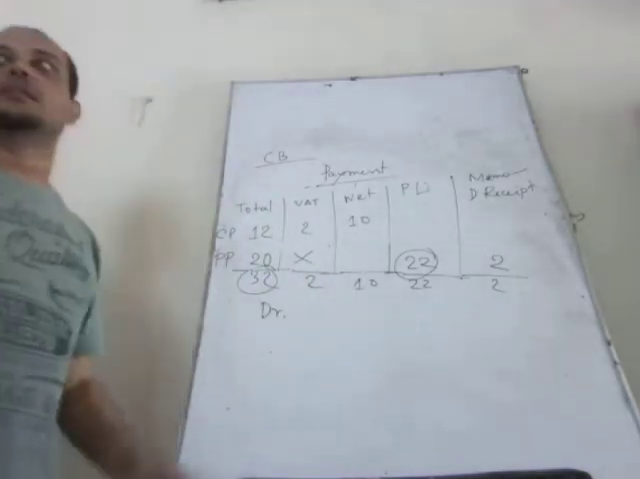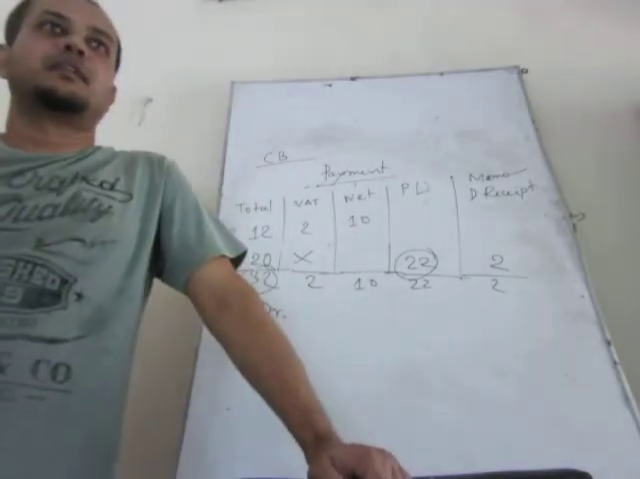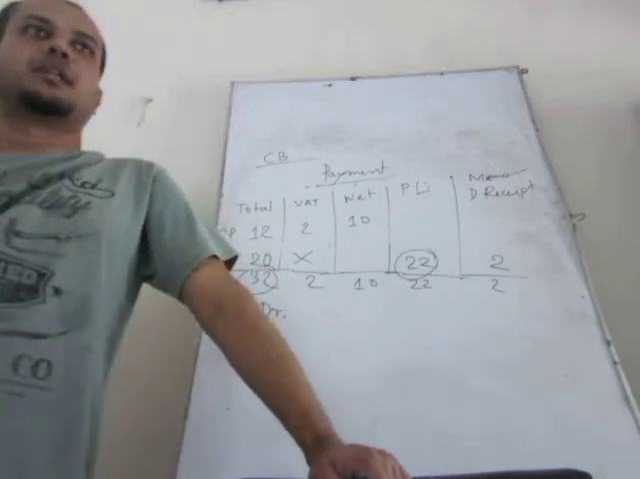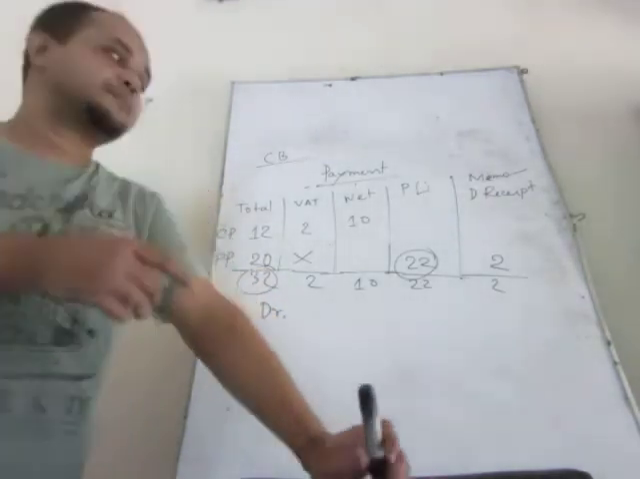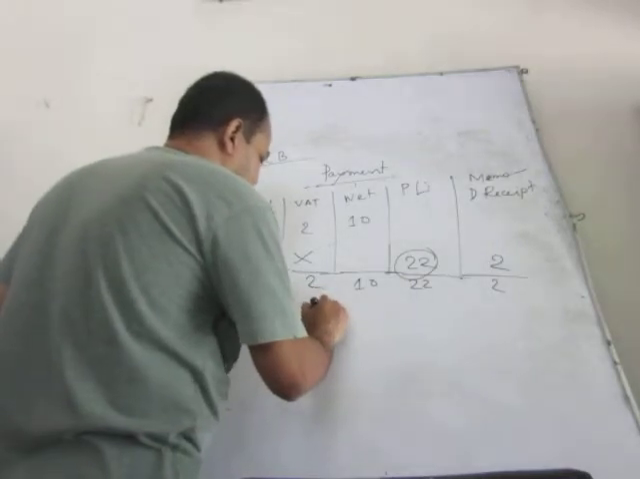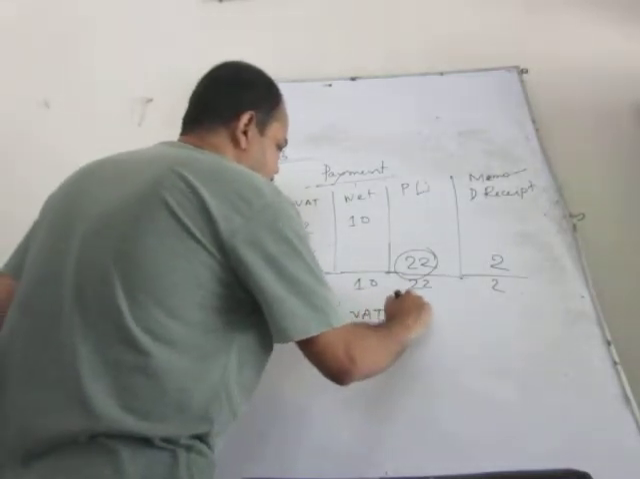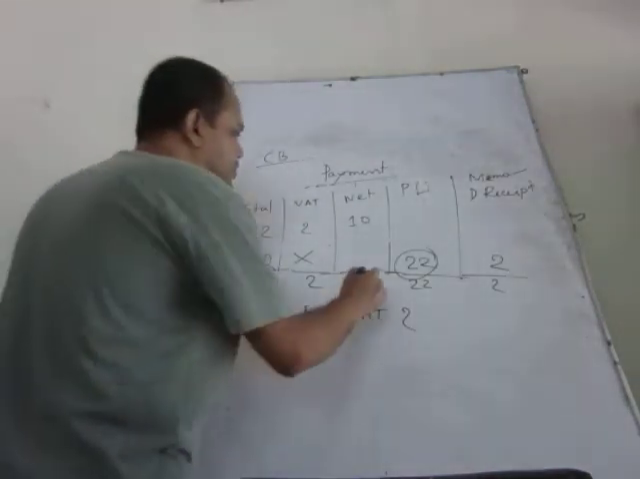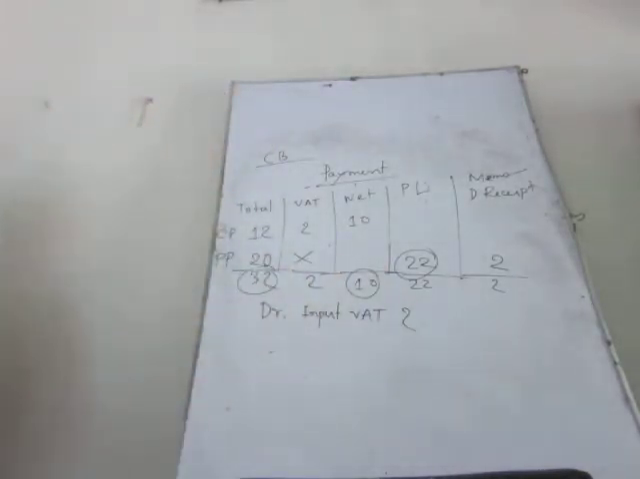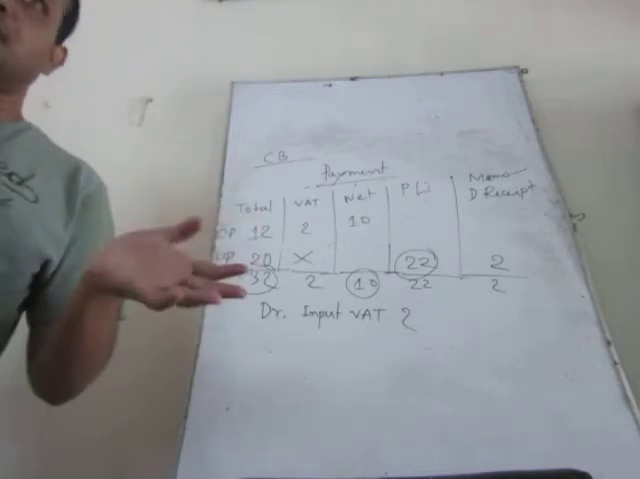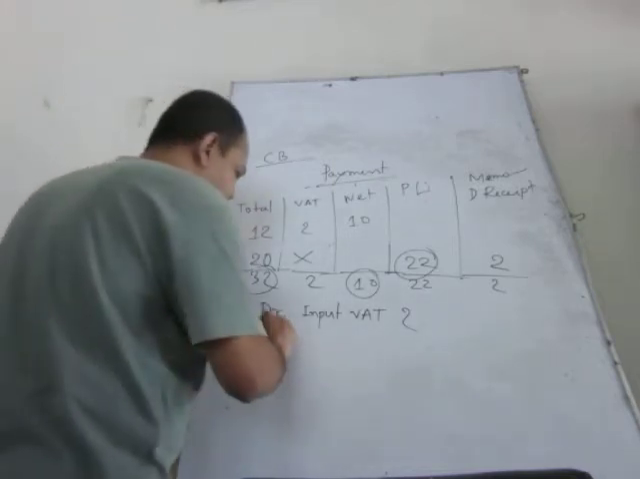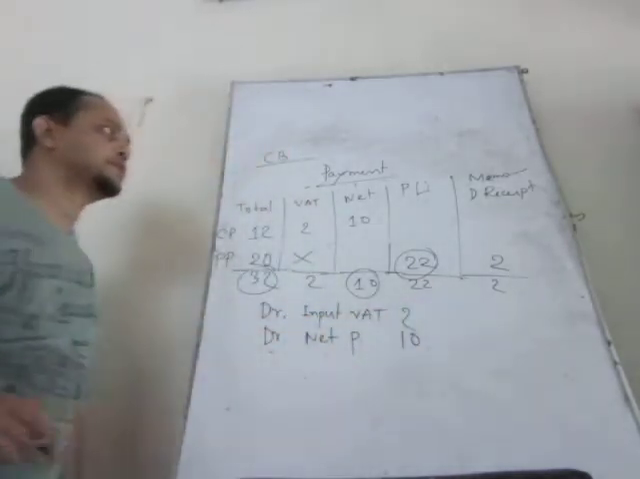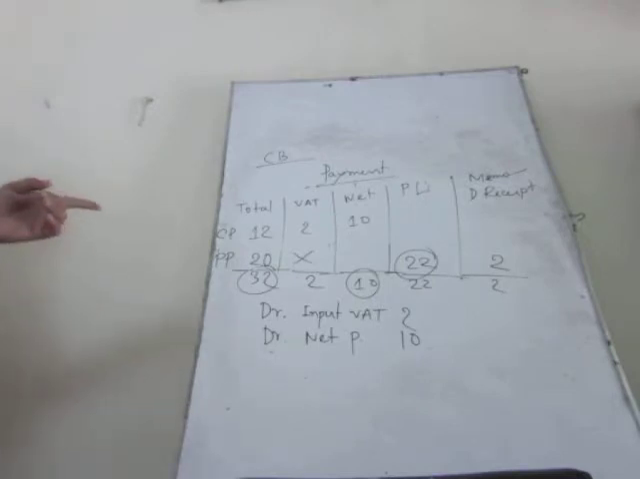These are input VAT, right? Payments means purchase credit VAT. By providing the input VAT, you are decreasing your liability. So the input VAT should be on the debit side. Input VAT, $2. Then I show net. This much you purchased, net amount with cash, debit, net purchase, how much? That is $10. Clear?